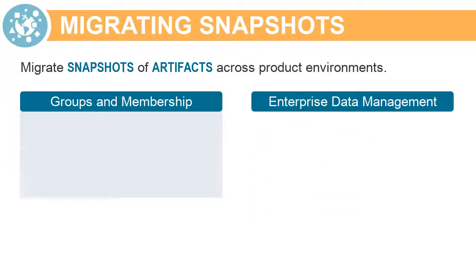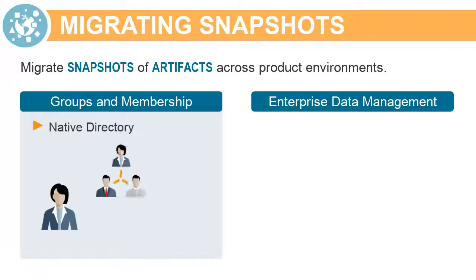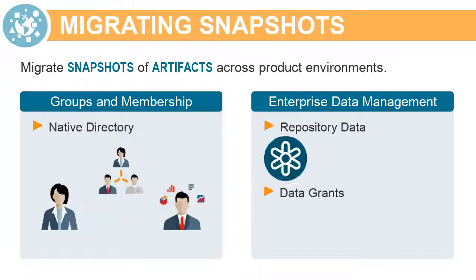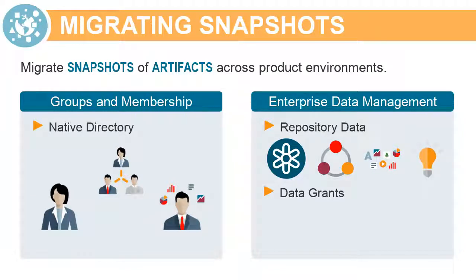The Groups and Membership category contains native directory artifacts such as users, groups, and roles. The Enterprise Data Management category contains the artifacts repository data and data grants. Repository data includes all data within the system, such as applications, data chains, enterprise data, and requests. Data grants contains permissions that associate users and groups with the data they can access.